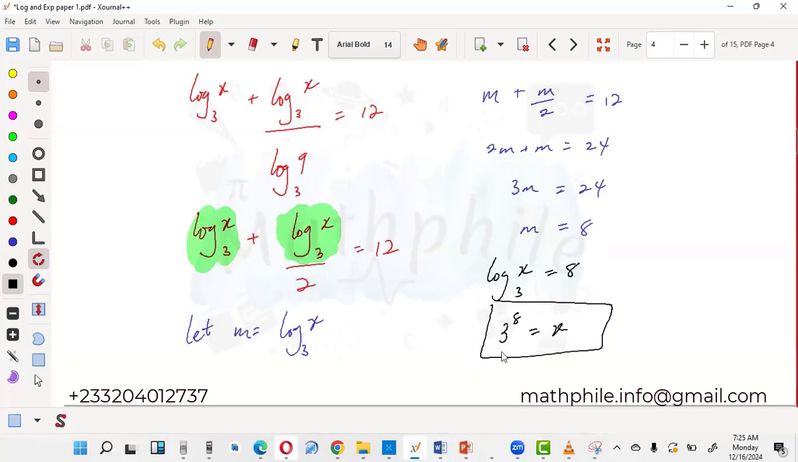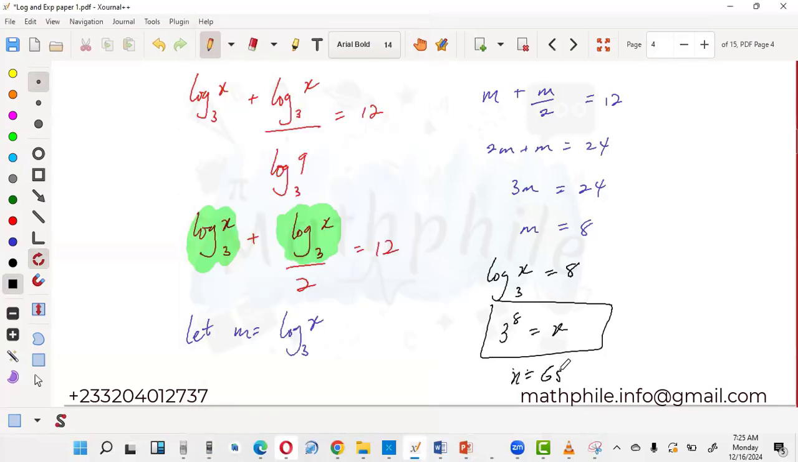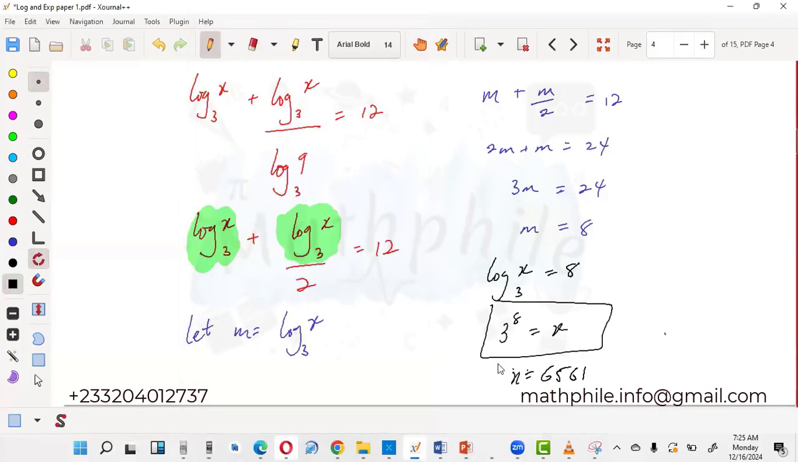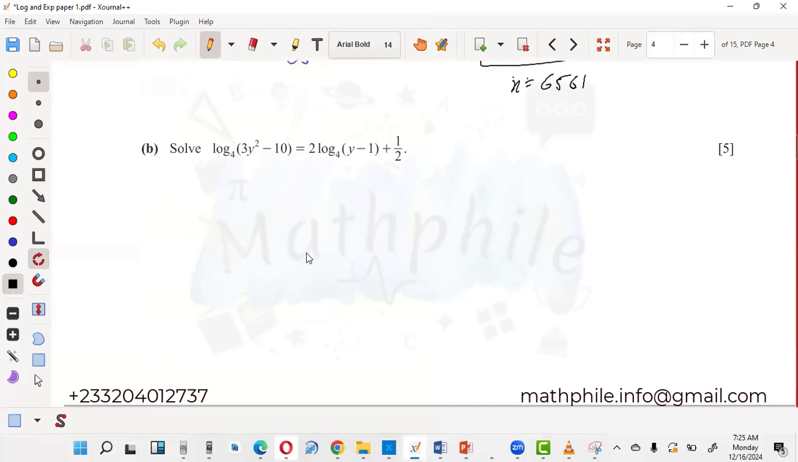It's a very big number, so you don't really need to type it on the calculator. I bet if I type it on the calculator, it's going to give me a very huge number. Oh, it's not that huge. 6,561. So that is the value of x. If you like, you can check again. Like I said, this is positive, so it doesn't go against the domain of logarithm. We are good to go.